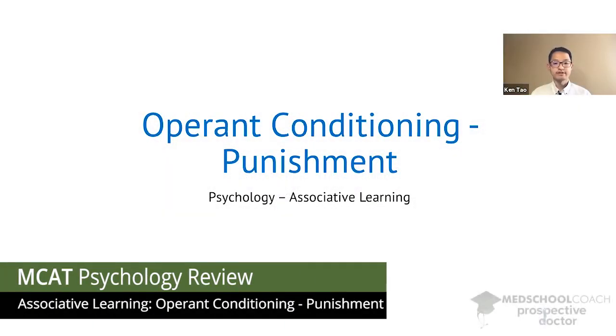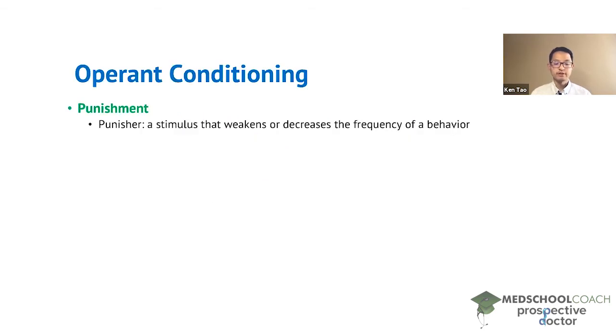In this video, we're going to continue our discussion on operant conditioning by going over punishment. So earlier, we looked at how one form of operant conditioning is reinforcement, where you are trying to get an animal to strengthen or increase the frequency of a behavior. With punishment, it's the opposite. You are going to provide a punisher, which is a stimulus that weakens or decreases the frequency of a behavior.